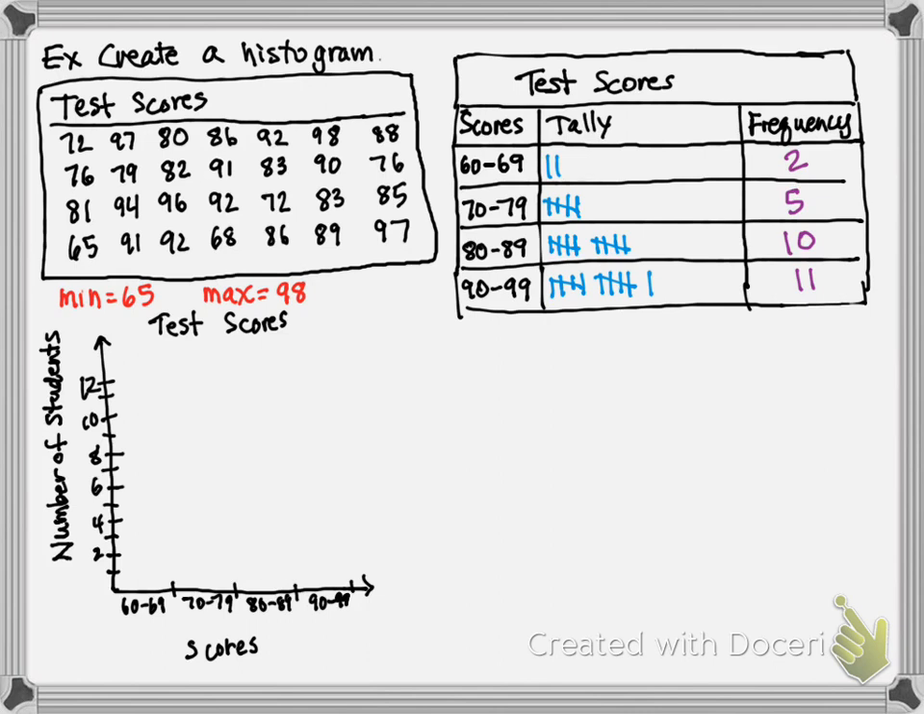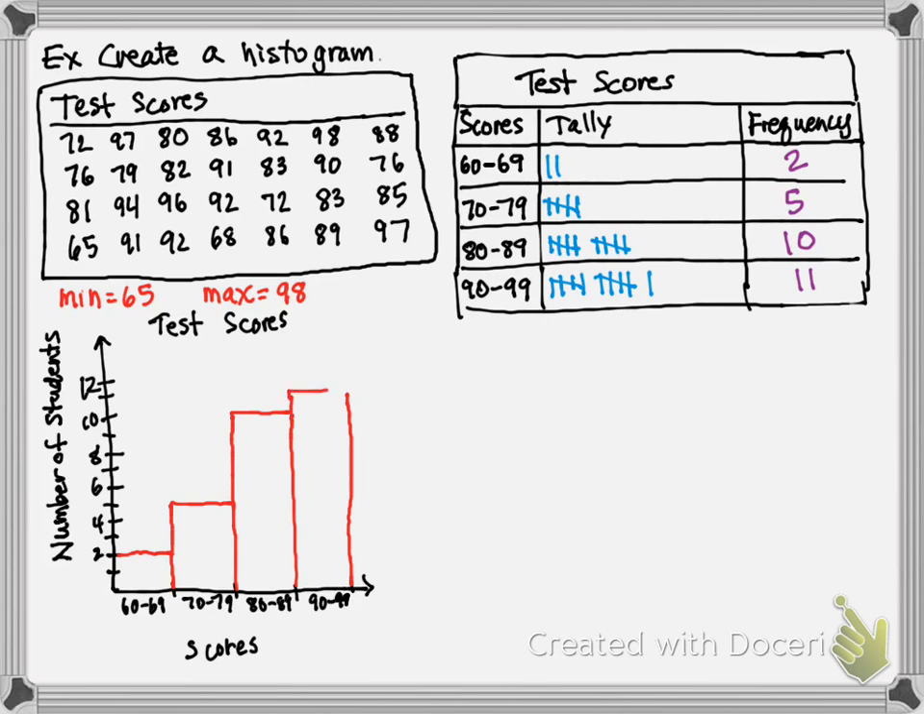All right, so the 60s went up to a mark of 2. So it goes right to the tick mark. And then the 70s go up to 5. Now if you're using graph paper and everything's spread out evenly, the width of the bars should be the same. So the 80s go up to 10. And then the 90s go up to 11.